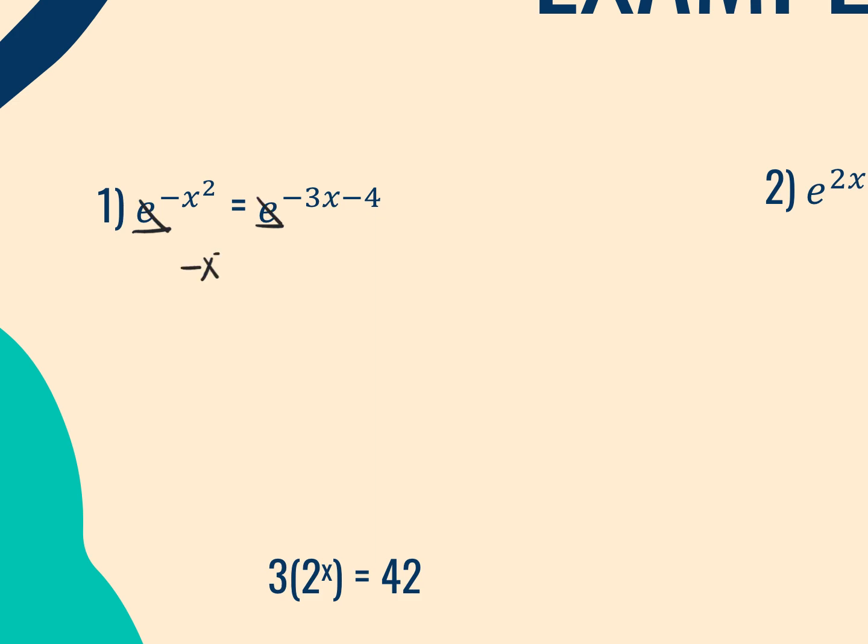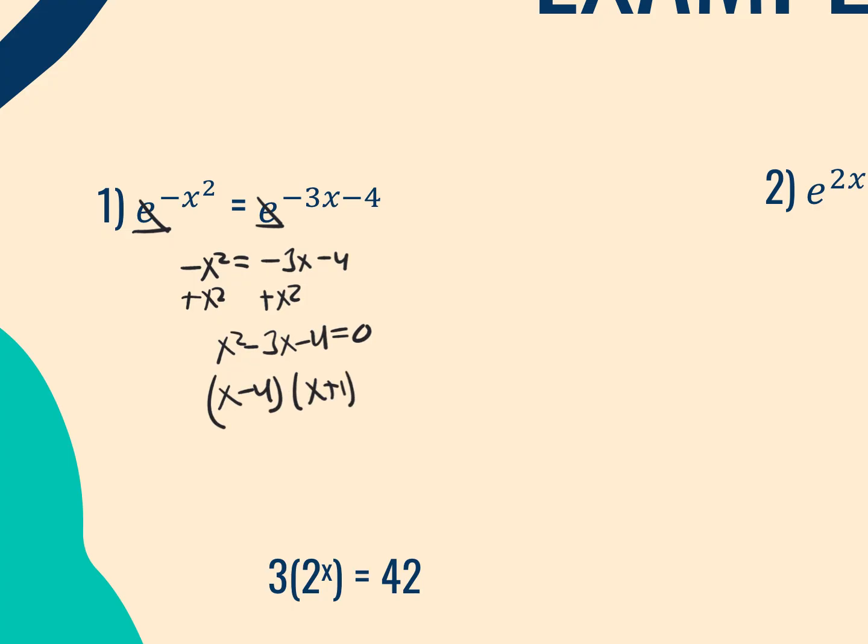That part's not new. And then we're left with a quadratic equation, negative x squared equals 3x minus 4. Add x squared. And we're left with x squared minus 3x minus 4 equals 0. And this factors as x minus 4 and x plus 1. And so we get 2 answers, x equals 4 and x equals negative 1. All right? And the domain for exponential equations are all real numbers, so you don't have to check any of your answers, right? When we get to log equations, you see that we do have to check some of those.